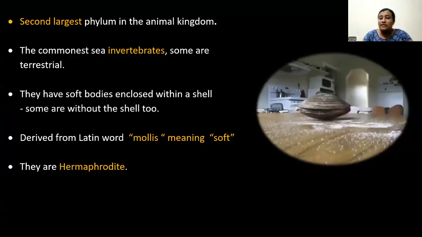See, the mollusks are the second largest phylum in the animal kingdom. That means they should be prescribed by us so much, because they are so common. But what we are doing is missing that in our prescription. They are invertebrates. They lack the spinal cord. The nervous system is not developed.